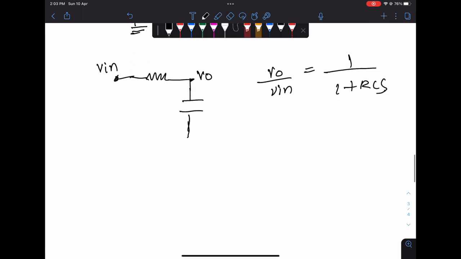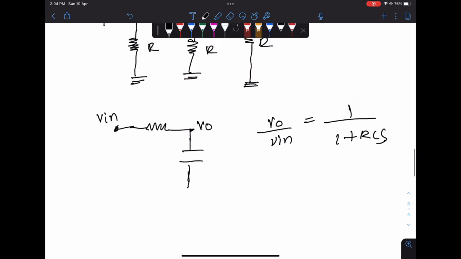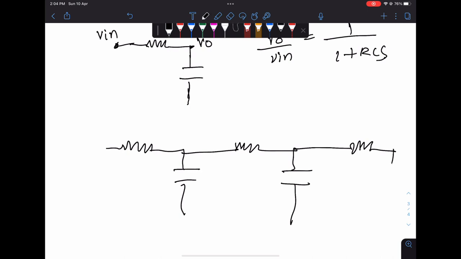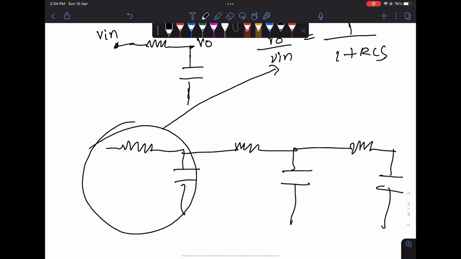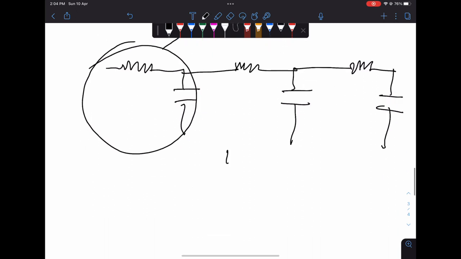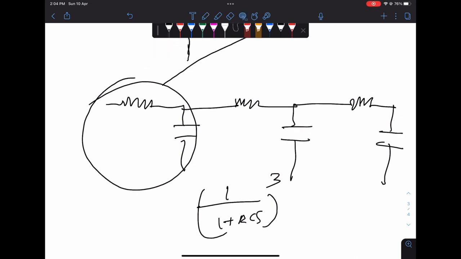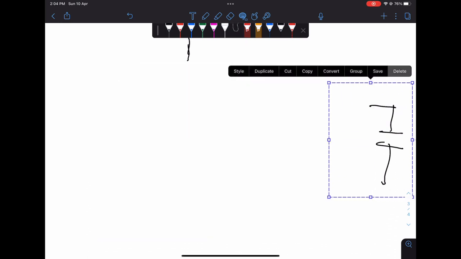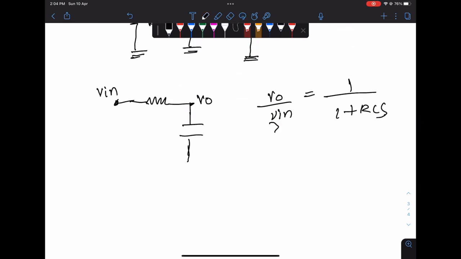If we are cascading these three circuits, we can just multiply them. That's right, but that can't be done because the same amount of current is not flowing from the first cascaded circuit to the second one. That is known as the loading issue. So in this circuit also, we should consider the loading issue. If the loading issue is not there, we can write (1 plus RCs) in whole cube, but the loading issue is there.